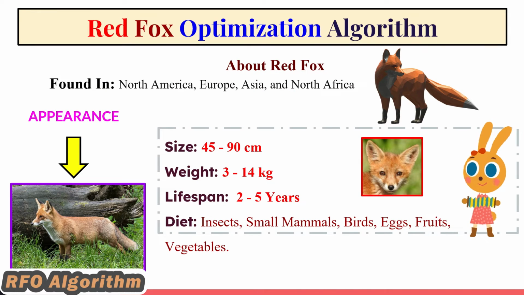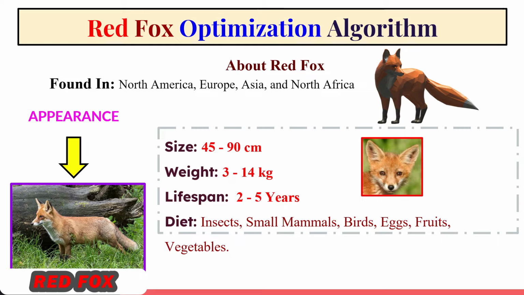Now we will discuss a few facts about red foxes, because the inspiration behind this algorithm is their hunting strategies, their real life behavior and other things. So first we will discuss a few facts about red foxes so that we can easily understand this algorithm. Red foxes are highly adaptable and they can survive in various environments including forest, grasslands, mountains, deserts, even in the urban areas. So you can see they can be easily found in North America, Europe, Asia, North Africa.